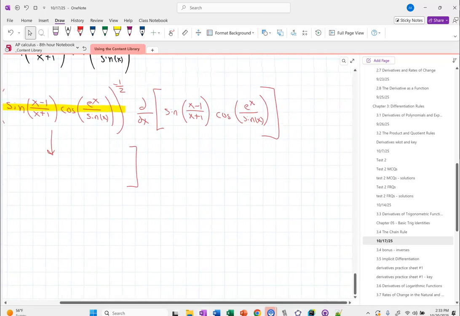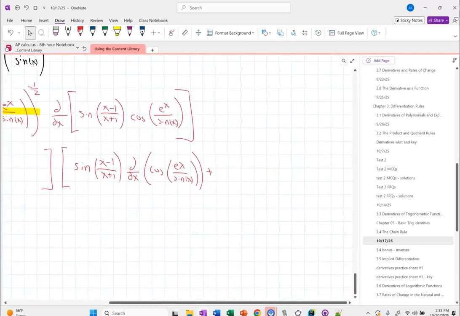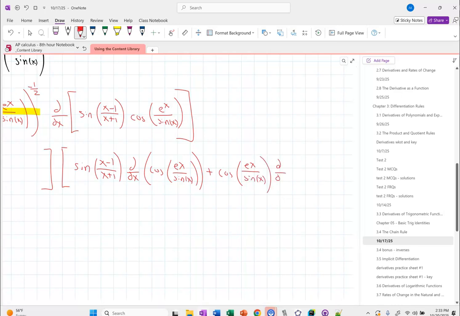All right. So now I'm here. What do I have to do for the derivative of this? Excellent. Product rule. So I have the first part times the derivative of the second, plus the second part times the derivative of the first.